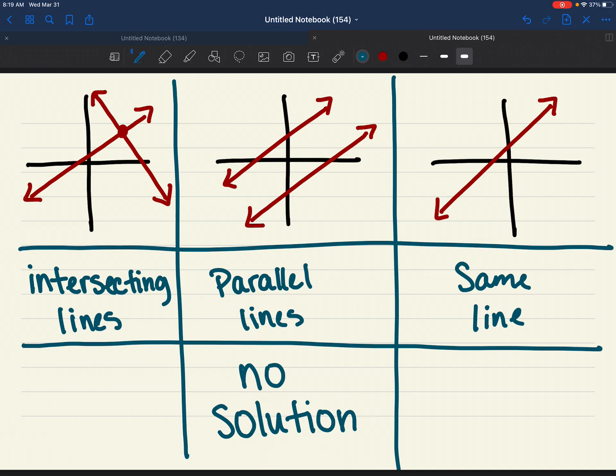Does anyone think they could tell me which one would be one solution? Intersecting. So think about this. If parallel lines never cross or touch at any point, it's no solution. I'm trying to figure out which one has just one solution. Intersecting lines. Why? Because they intersect at how many points? One.